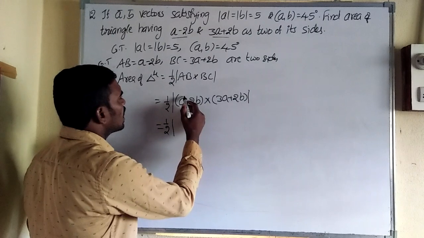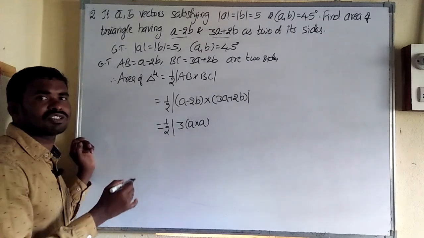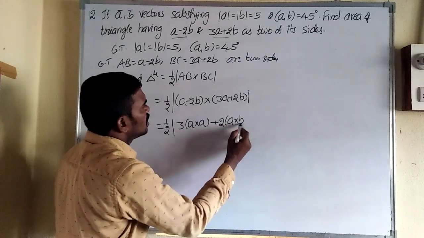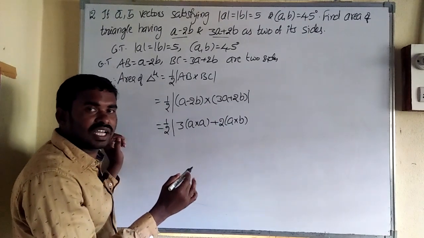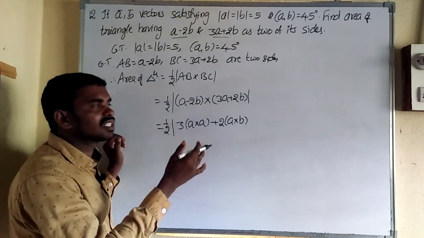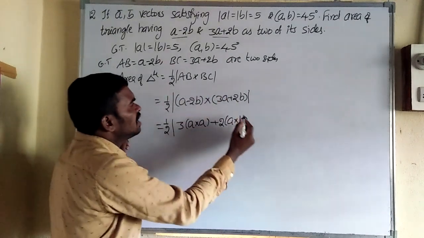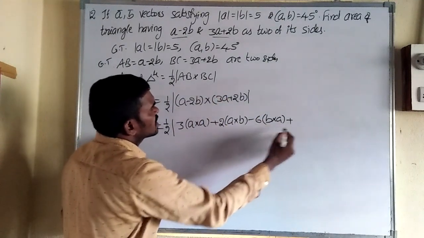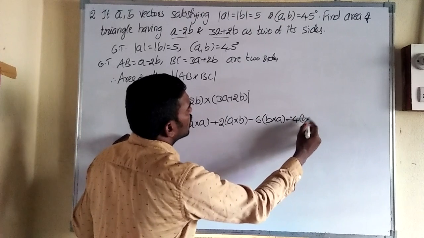But here we do it directly: a cross 3a means 3 into a cross a. Why have I written 3 outside? It is a constant. Next, a cross 2b means plus 2 into a cross b. Here also 2 is constant. Next, minus 2b cross 3a. Scalars are numbers like 1, 2, 3, 4. Vectors are a, b, c, i, j, k. In scalar product, directly we can do minus 2 into 3, minus 6, and then b cross a, plus next minus 2b into minus 2b becomes what?